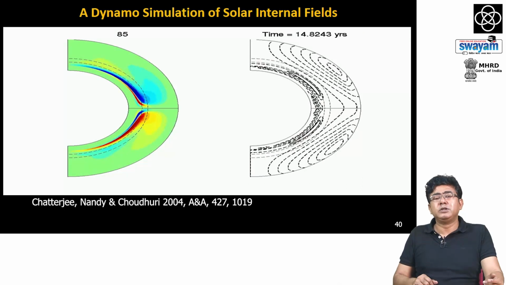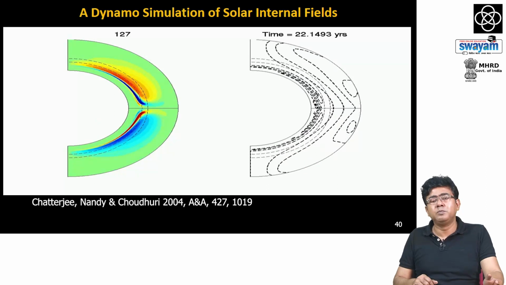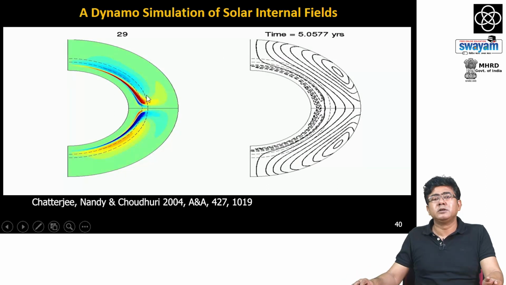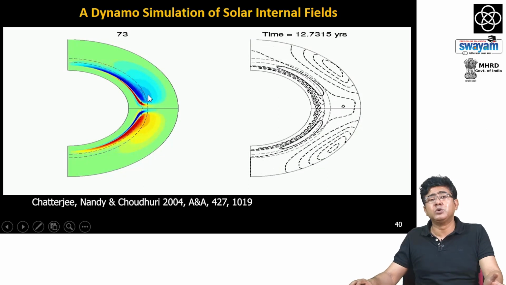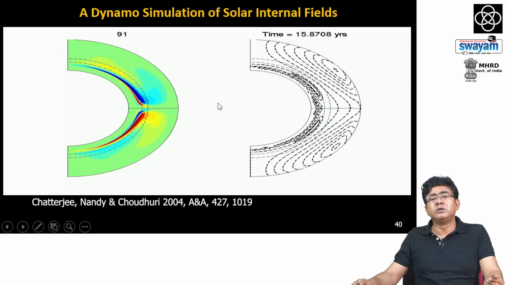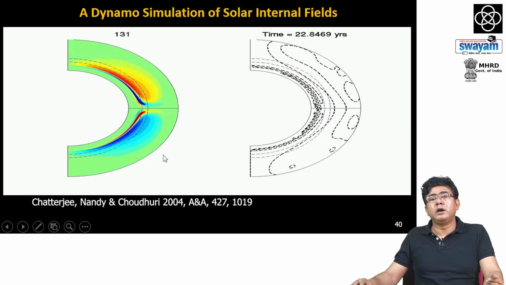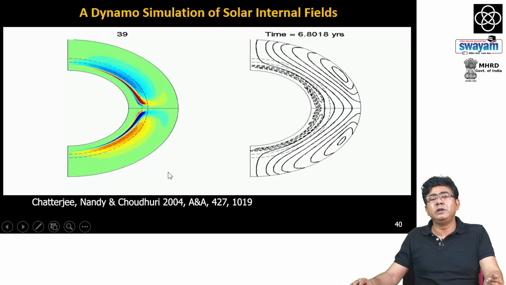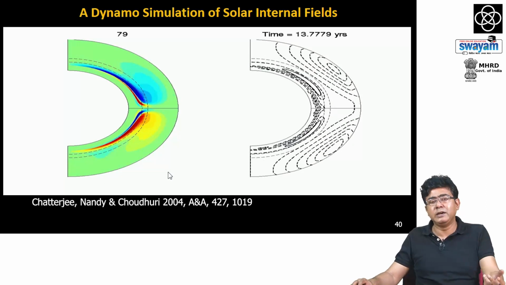And when you do such a simulation, and this is a result of such a simulation that we have done in our group, here in color you see the evolution of the toroidal component of the magnetic field in the convection zone of the sun. This is the equatorial region, the north pole is up here, the south pole is down there, and in color what you see is the evolution of the toroidal field. The red is positive toroidal field, blue is negative toroidal field.